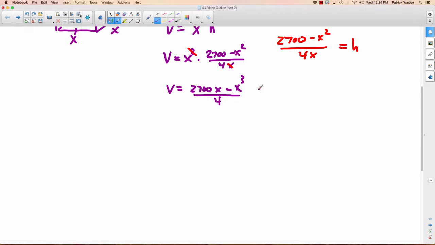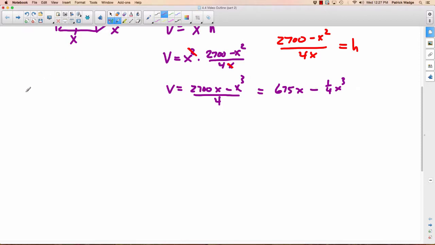And just to make it a little bit easier for us, we can take the derivative of this, but I think it might be easier if we actually divide both of these terms by 4. So 2,700 divided by 4 is 675. So we have 675x minus 1/4 x cubed. This is our objective function with only one variable, and that's what we want.